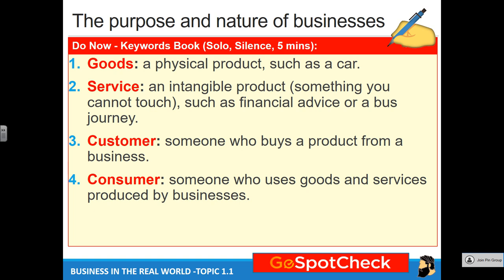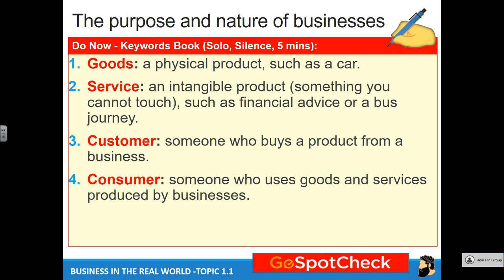So whenever you see the words do now, keywords, book, what I'd like you to do is basically write down these key terms. Now, if you're in my lesson, you will have been given a small blue book, and that's going to turn into your dictionary or key terms book. Now, if you're not in my lesson, and you're watching this online, I would suggest you just get yourself a small notebook, nothing fancy needed, just something to write in, and this will be you creating your dictionary as you go through this course. So, let's continue.